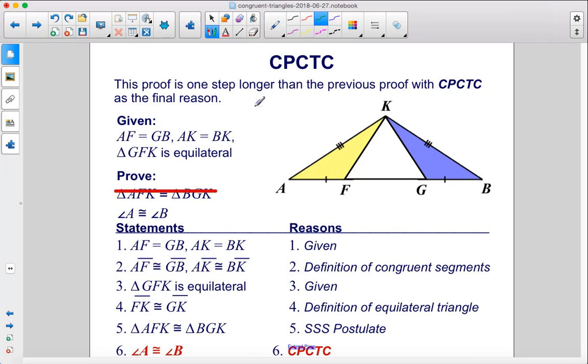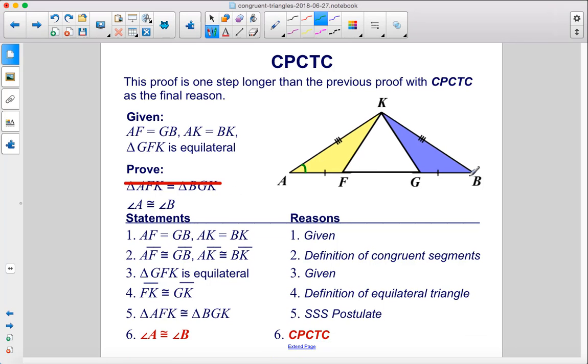This proof is one step longer than the previous proof, with CPCTC as the final reason. So instead of stopping after you prove that the triangles are congruent, we go one step further and prove that this angle is congruent to this angle. So we do all of the same steps. We do prove that the triangles are congruent with the SSS postulate, and then knowing that they're congruent, we can then show that angle A is congruent to angle B because corresponding parts of congruent triangles are congruent.